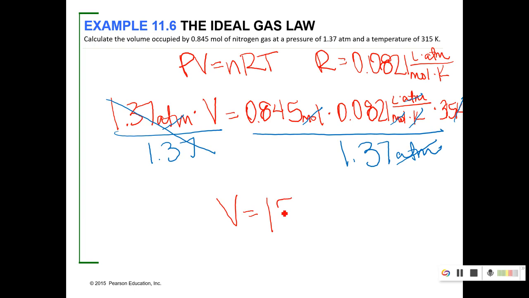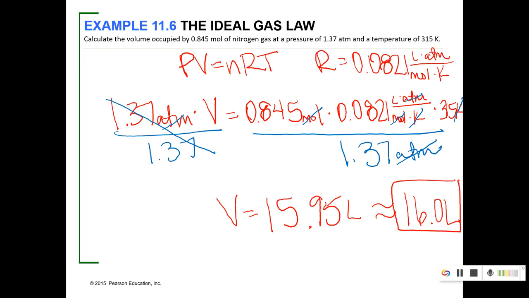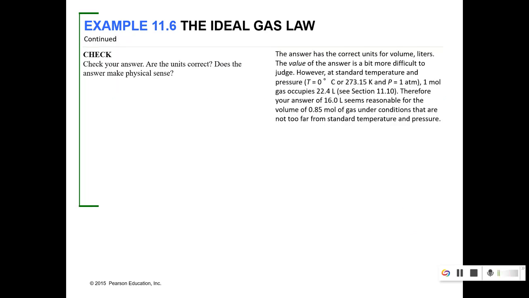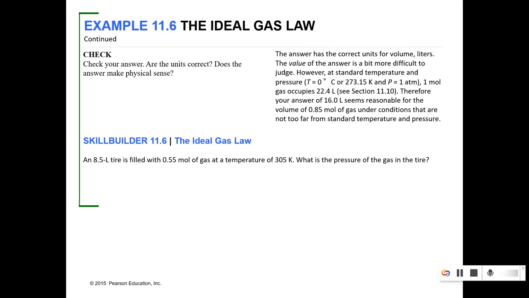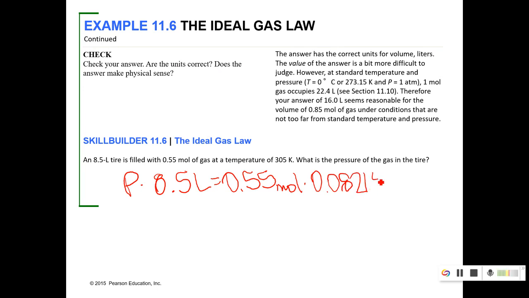And I get that V is equal to 15.95 liters, which rounds up to 16.0 liters for sig fig purposes. Okay, let's do another one. This one wants pressure. So we've got P, which we don't know, times volume, 8.5 liters, equals 0.55 moles times 0.0821.